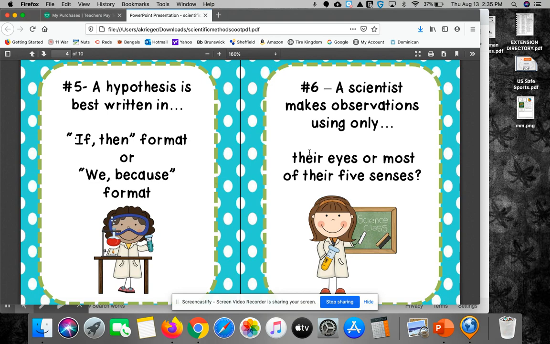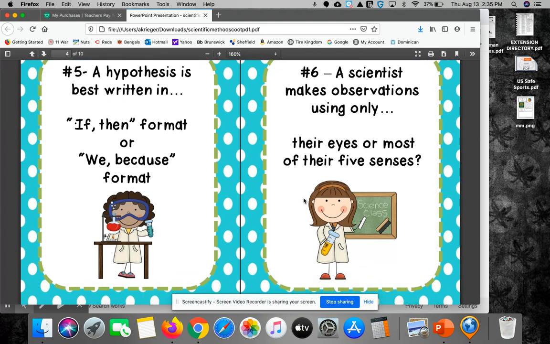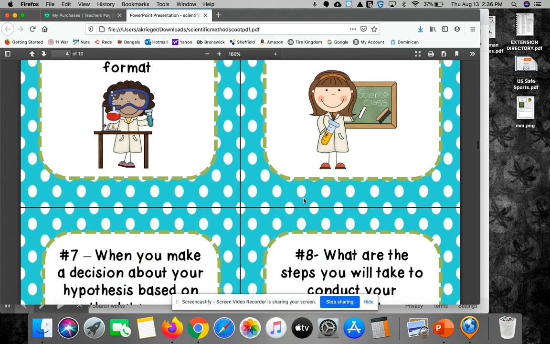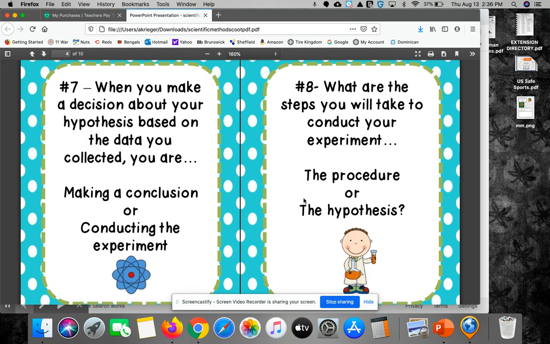Number 6, a scientist makes observations by using only their eyes. So we just use sight. Or do good scientists use all of their 5 senses? Think about it. The answer is all of their senses, all of our senses.